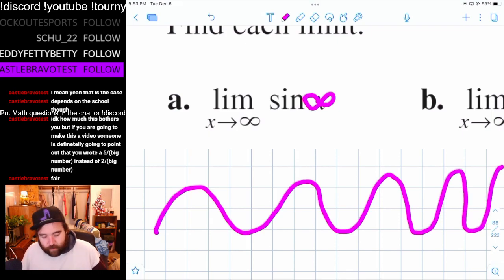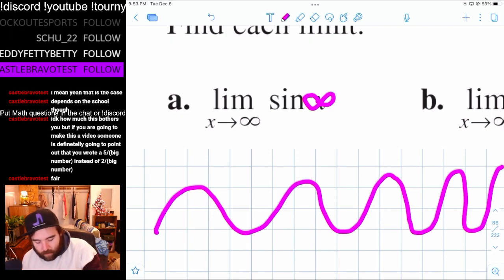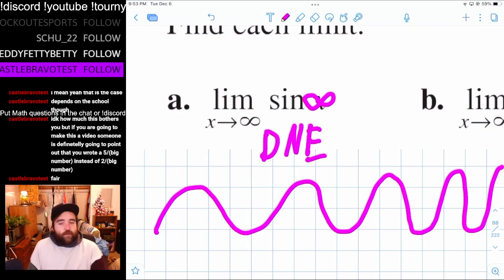So does this ever get closer and closer to a number? No, it doesn't. It keeps oscillating between -1 and 1. So this limit does not exist. And I think that's a cool reason for a limit to not exist. It just doesn't approach a number. It's not that it's undefined. It is always defined as you go out. It's just that because it oscillates, there's no specific number that it gets closer to.